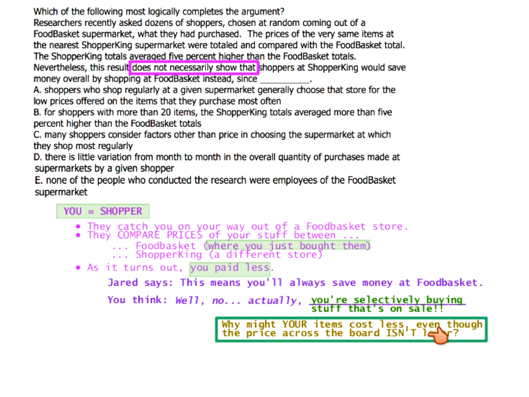So, let's look for that. You look for markdowns on stuff and you go to whatever store has them. In other words, you go to the store where your preferred items cost less. That's exactly what we want.